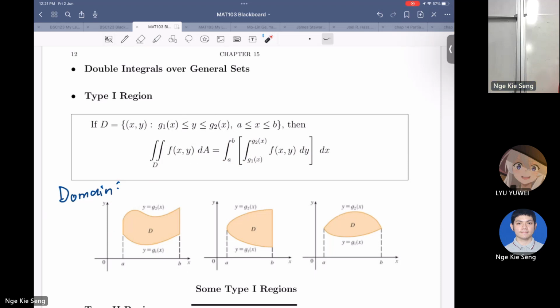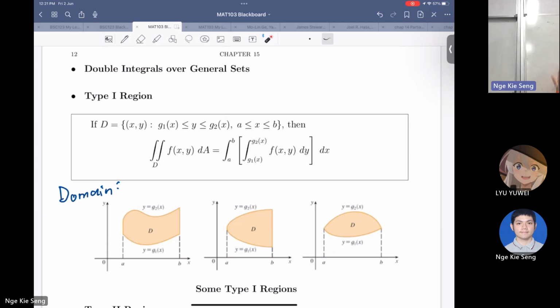Can you follow now? This is the first time the value of y is controlled by a function in x. When y is controlled by a function in x, you integrate over y first. Let everything integrate to a function in x, and then you integrate over x. Make sense? Similarly, you should imagine, how about the other way?